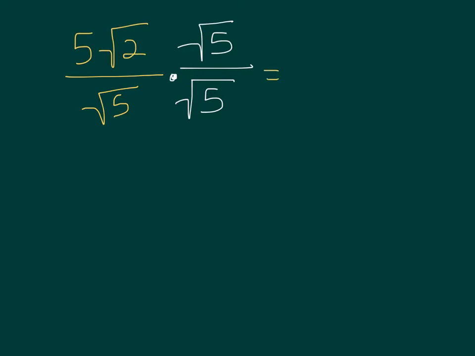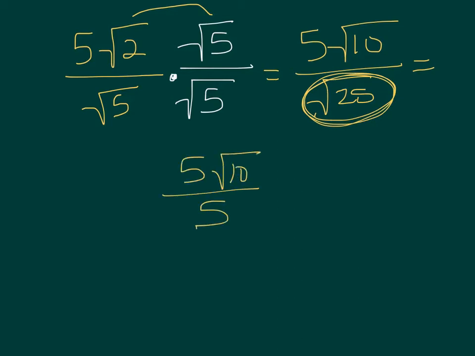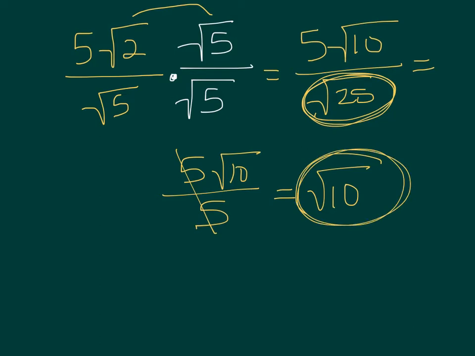So what happens when we multiply this across? Well, root 2 and root 5, you go ahead and just multiply, so it becomes 5 root 10. And then in the bottom, root 5 times root 5 becomes root 25. Well, if you do it correctly, your denominator should be a perfect square, something you can simplify. So you end up with 5 root 10 over 5, and in this particular case, these 5's will actually cancel out, and you'll just be left with root 10, which is your answer.